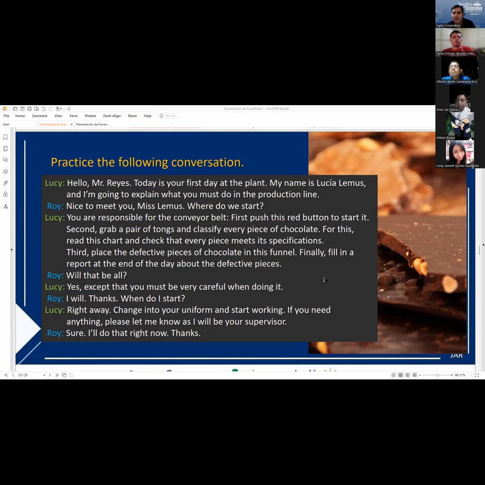Funnel. Finally, fill in a report. What's the main funnel, teacher? A funnel is something that begins wide and finishes like this. It's like this. Okay.